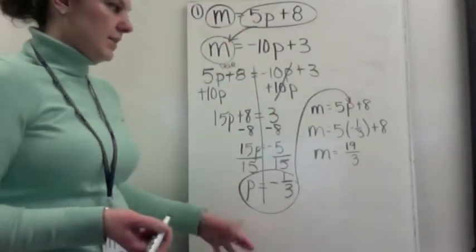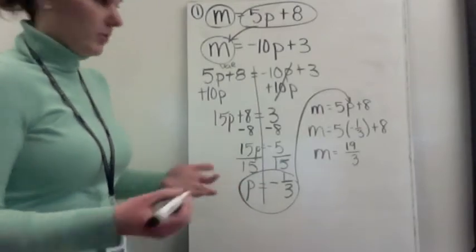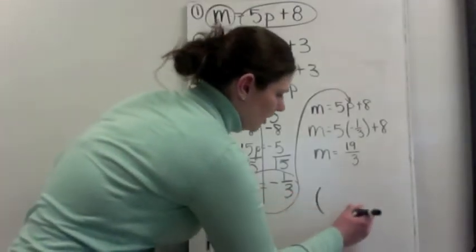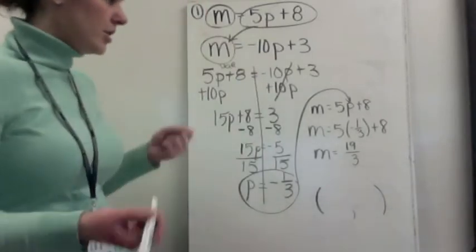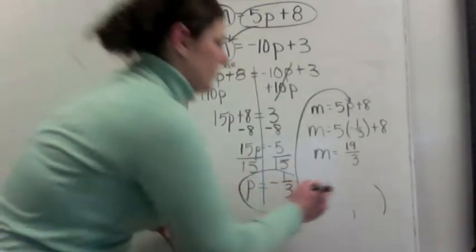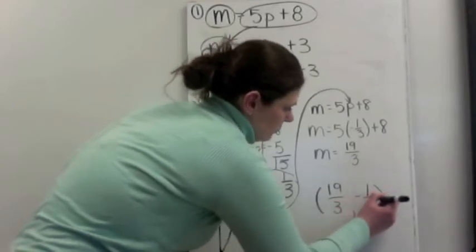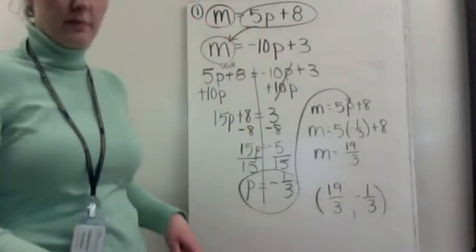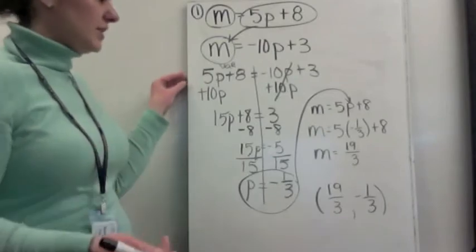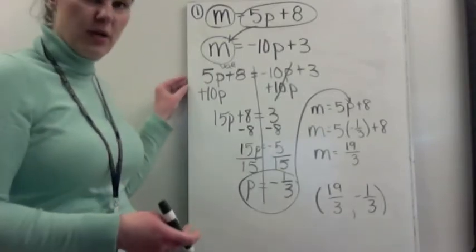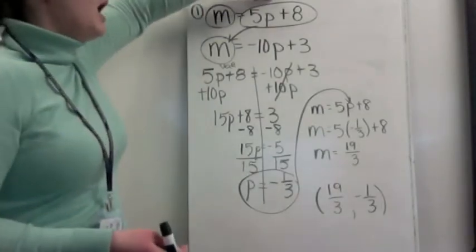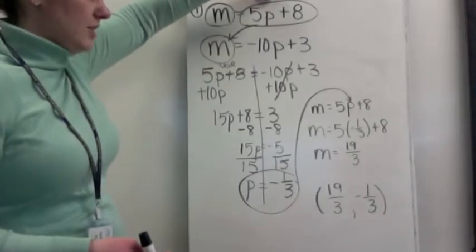I know these aren't x's and y's, but we can still make an ordered pair. We just make our ordered pairs in alphabetical order, in ABC order. So since in the alphabet m comes first, our ordered pair would be 19 thirds, negative 1/3. Okay, try the rest of your homework problems, and then you can watch all of them so you can check them, and then you can watch any that you have questions on.